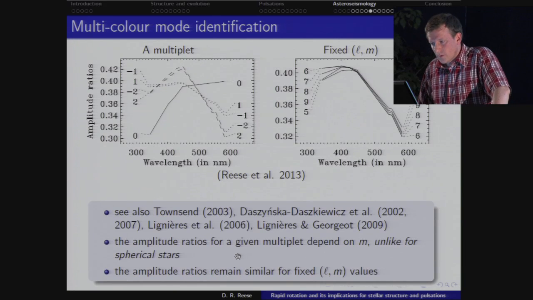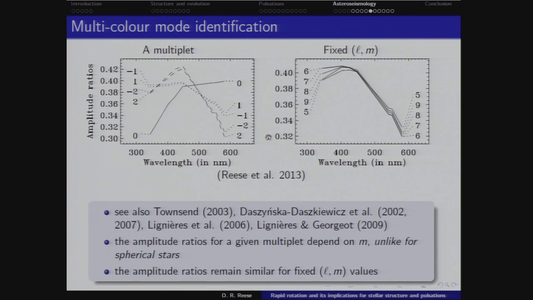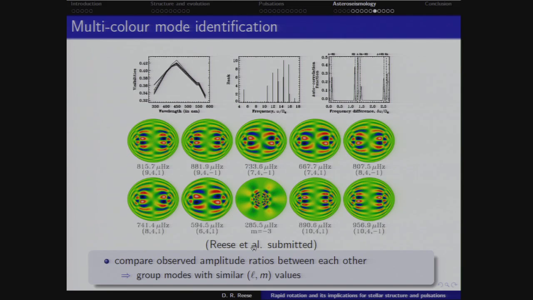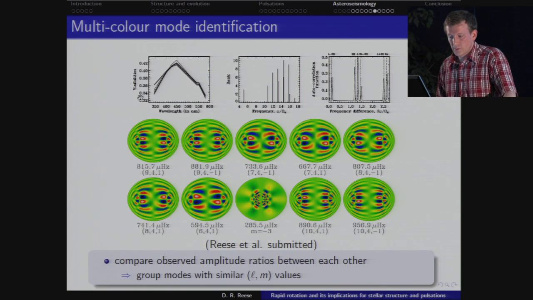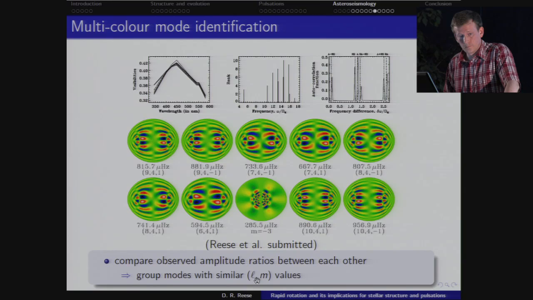Now for multicolor mode identification, you can look at amplitude ratios. One big difference with the non-rotating case is that modes with different azimuthal orders will have different amplitude ratios. However, if you fix the value of the harmonic degree and the azimuthal order, then they will have similar amplitude ratios. Using this, you can try to constrain the identification. This is what is proposed in this article. You basically take a whole spectrum of modes, and then you group them together according to modes with similar amplitude ratios. This will lead to modes which have similar L and M values.